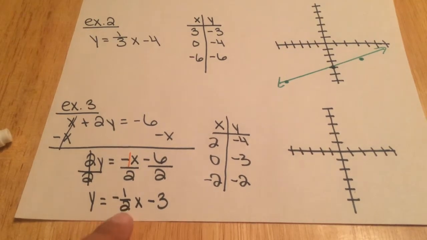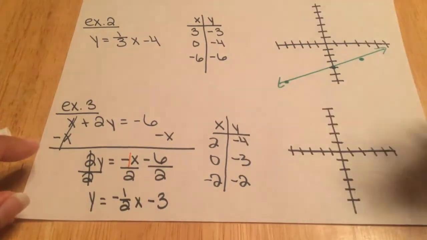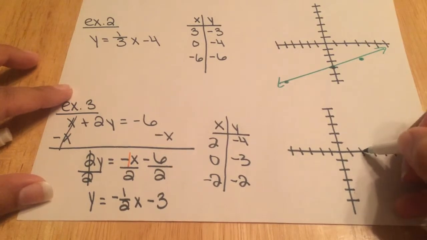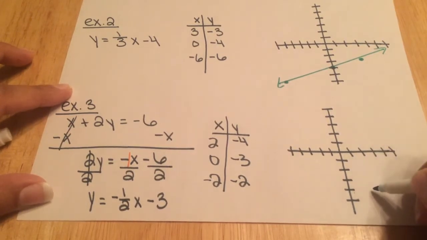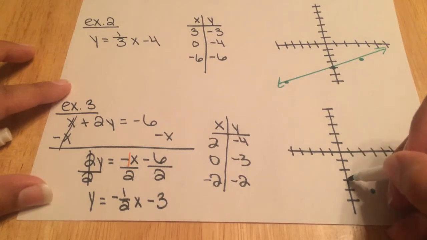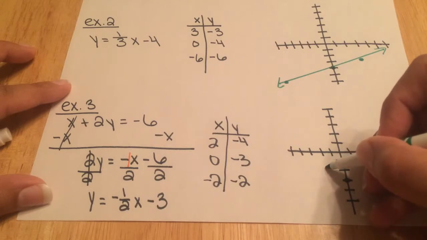One of the things I didn't say earlier, but I will say now, is if we look very closely at that slope, we remember when we first saw our slope video that we learned there were 4 different types of slopes: positive, negative, undefined, and 0 slope. This is a negative slope, so we should expect to see our line going down somehow. So let's graph these points and see if that's going to work out. I'm going to move to the right 2, down 4. 0, I have that 0 again, so I'm not going to move left or right, just move down 3. And then to the left 2, and down 2.